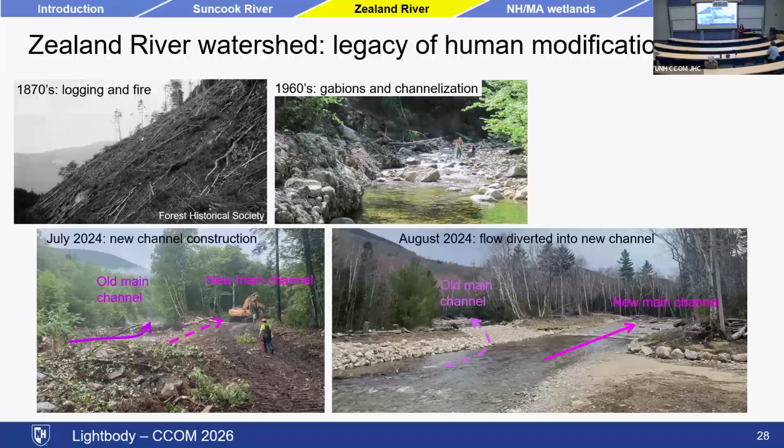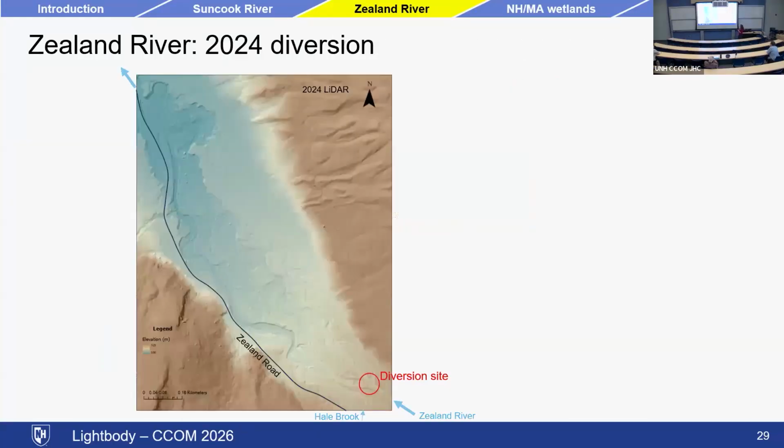Again, I'm not going to talk to you about this portion of the study, evaluating the restoration, but it's interesting. So here's a map. This is showing the LiDAR of the Zealand, where the Zealand Road is. This is the old channel, and you can see that the old channel was very close to the road. And so they went in at this diversion site and they carved a new channel and then just allowed it to flow out onto the floodplain, taking advantage of very old relic channels that were present.